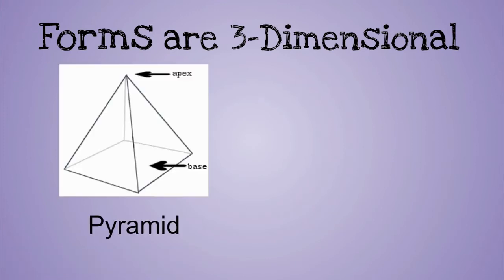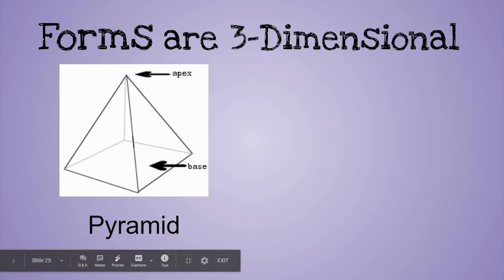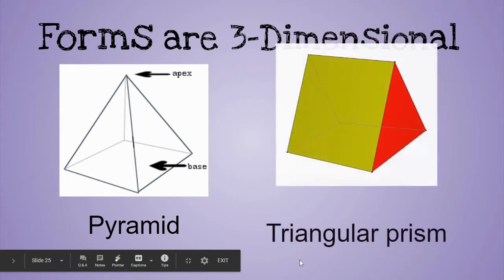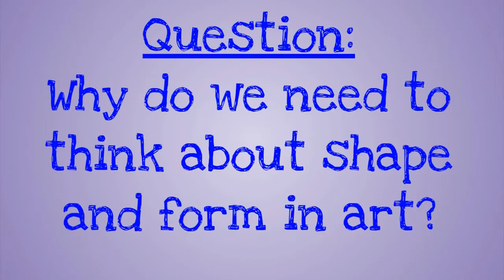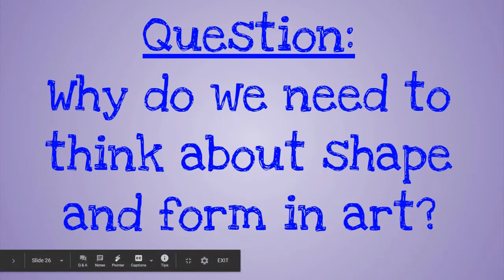Some three-dimensional forms that are based around triangles would include a pyramid or a triangular prism. A triangular prism looks like a tent shape to me. Now, at this point, you're probably asking, why do we need to think about shape and form in art?